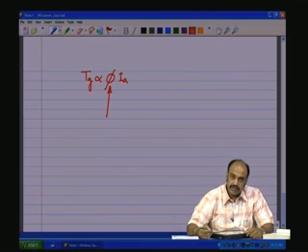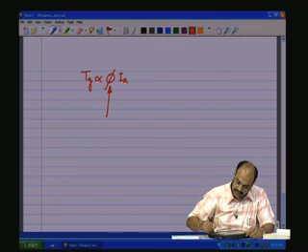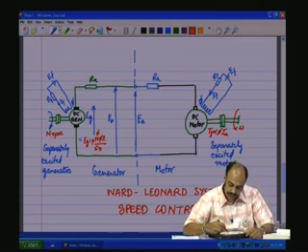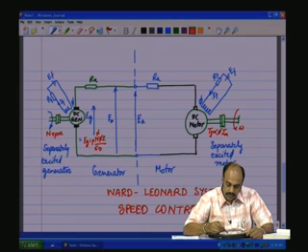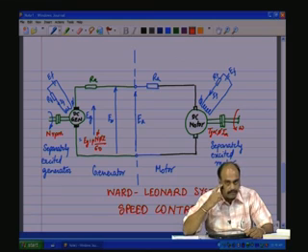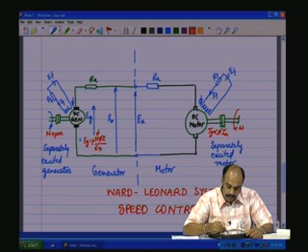Now, how do we change phi? Changing phi is not a difficult issue. You see that we have a circuit here which is generating the field or the excitation. So, there is a source EF and that EF is passed through RF and the current IF or the field current is flowing through the field coils. So, two possible ways of controlling IF.